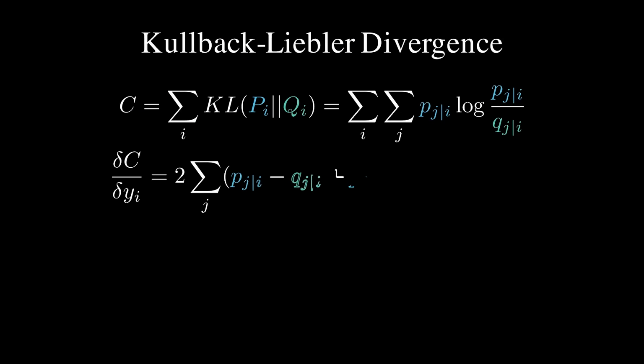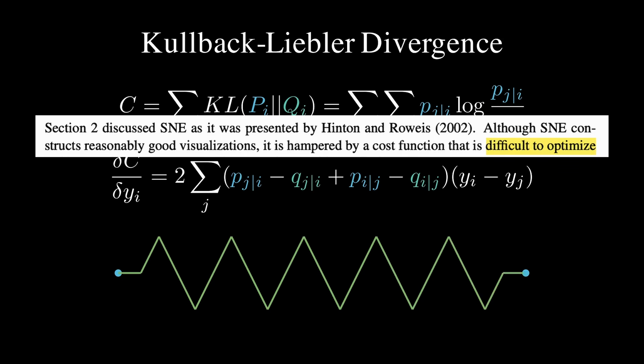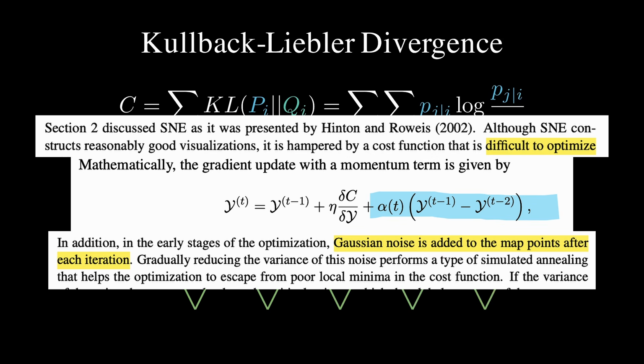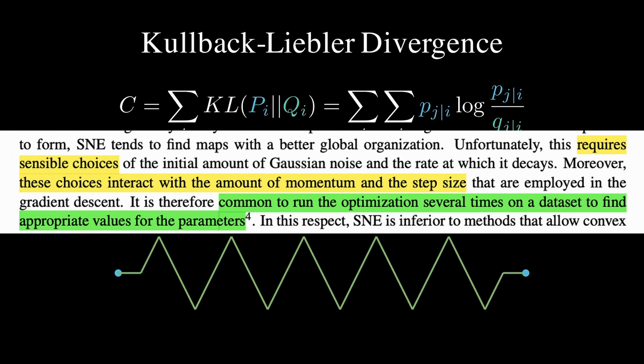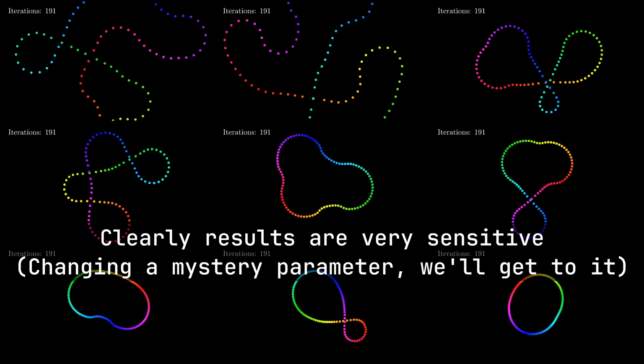Thankfully, the gradient of C with respect to each point ends up being quite simple to calculate, and can be thought of as a bunch of springs pulling on each point. The cost function, as stated by the authors, is difficult to optimize, and so they also use momentum and add random noise in their gradient descent, both to speed up the process and help escape local minima. This leads to needing to run tSNE multiple times while tweaking the parameters to get optimal results, which isn't great. I ran it a few times with the goal of producing a circle, and you can see the inconsistencies here.